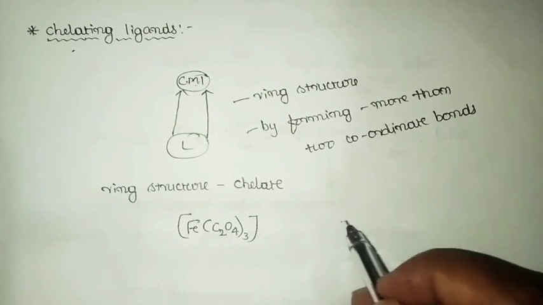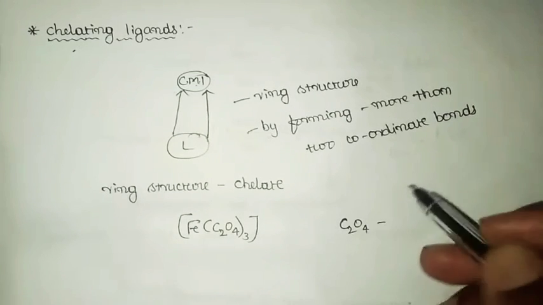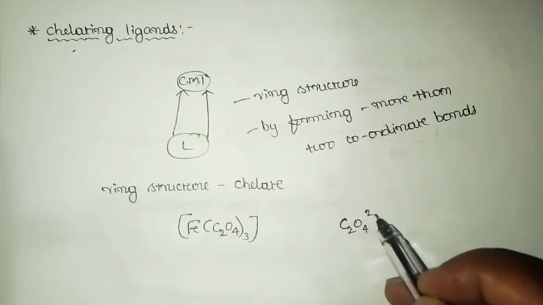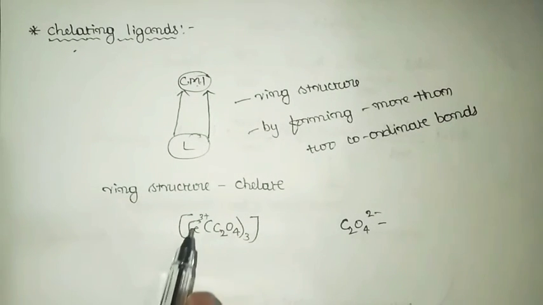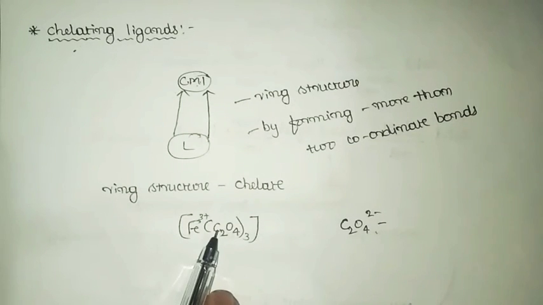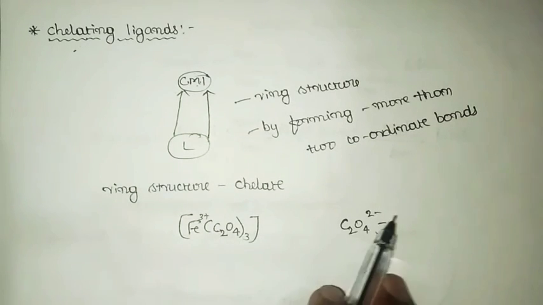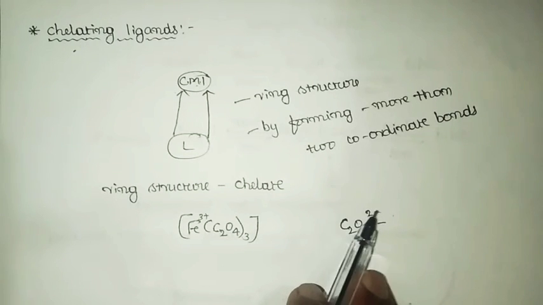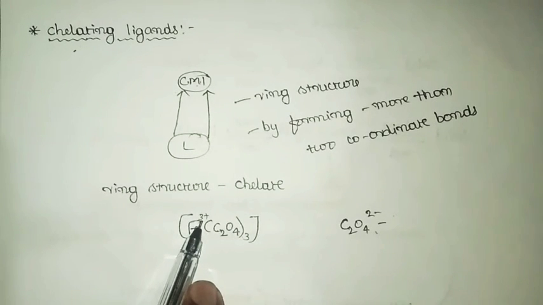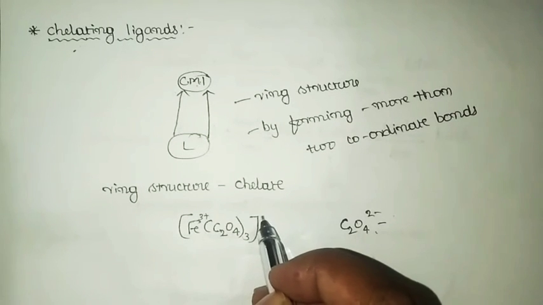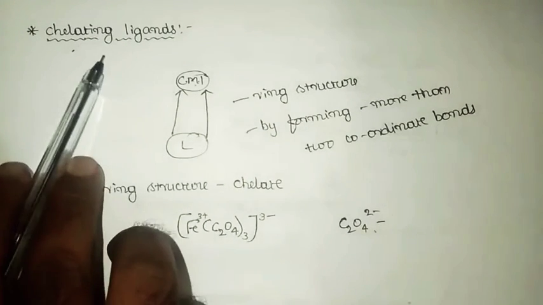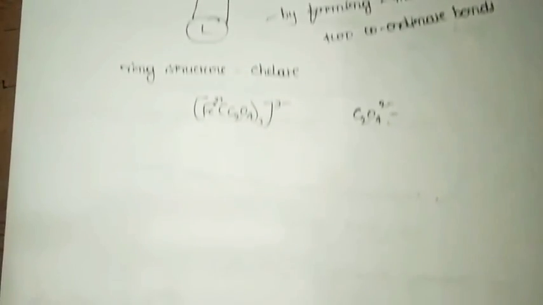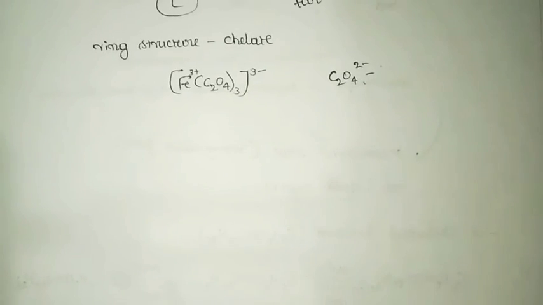So C2O4, that is the oxalate ligand, will have 2 negative charges on it. Let us consider here iron is existing in the 3+ oxidation state, and there are 3 oxalate ligands. So 3 times 2 is totally 6 negative charges, and there are 3 positive charges, so on the complex there remains 3 negative charges. So this is the complex ion we are considering to explain the chelating ligands and the formation of chelate.